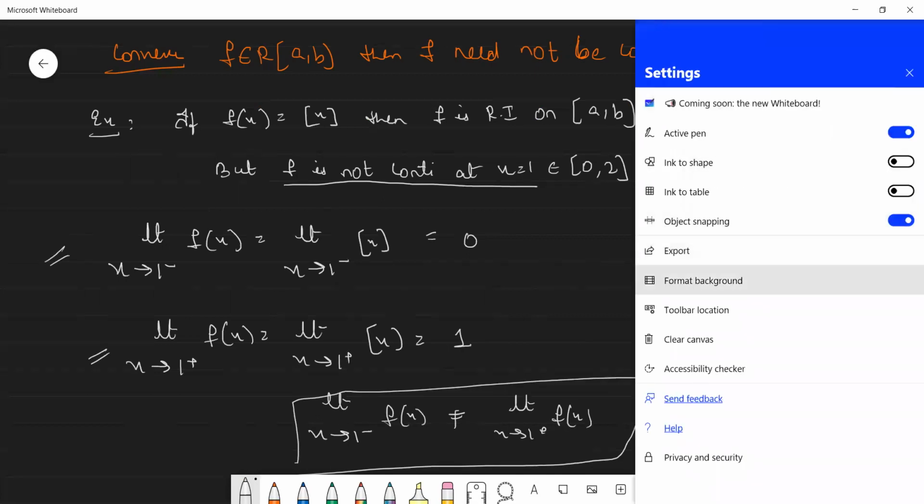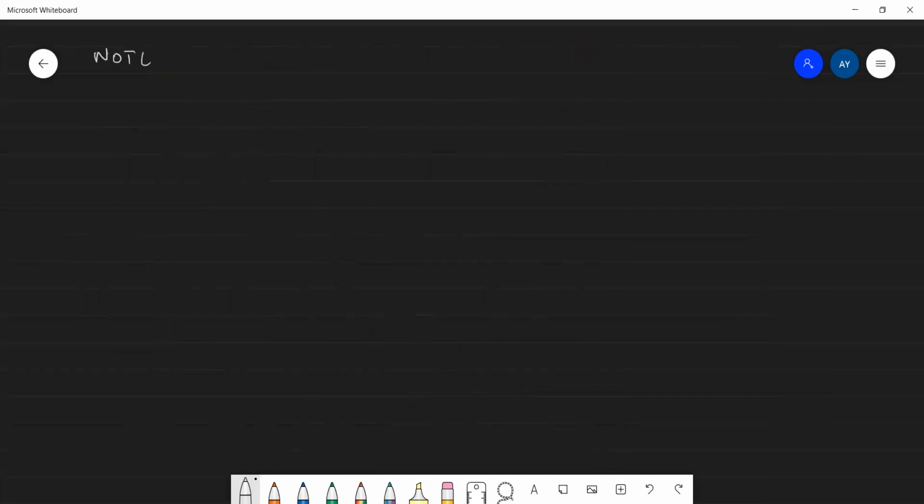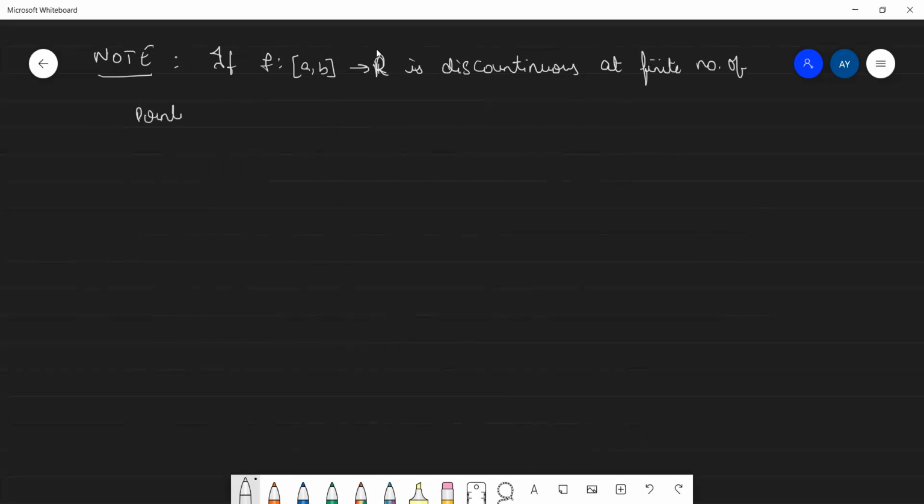And there is another note. The note says, if f is mapping from [a, b] to R, and f is discontinuous at a finite number of points on the closed interval [a, b], then f belongs to R over [a, b].